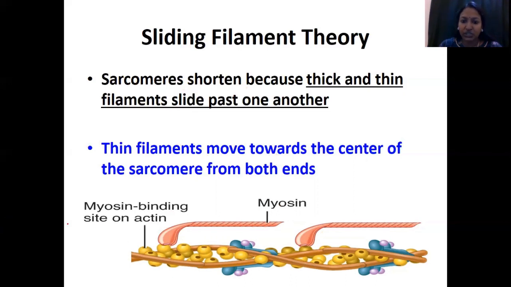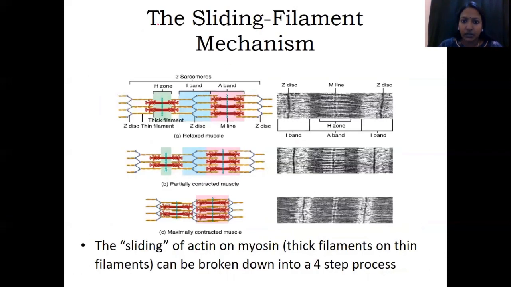So they slide on each other. When they are sliding on each other, what happens? The sarcomere shortens. If you see the electron microscopic view of this sliding mechanism, it will look something like this.